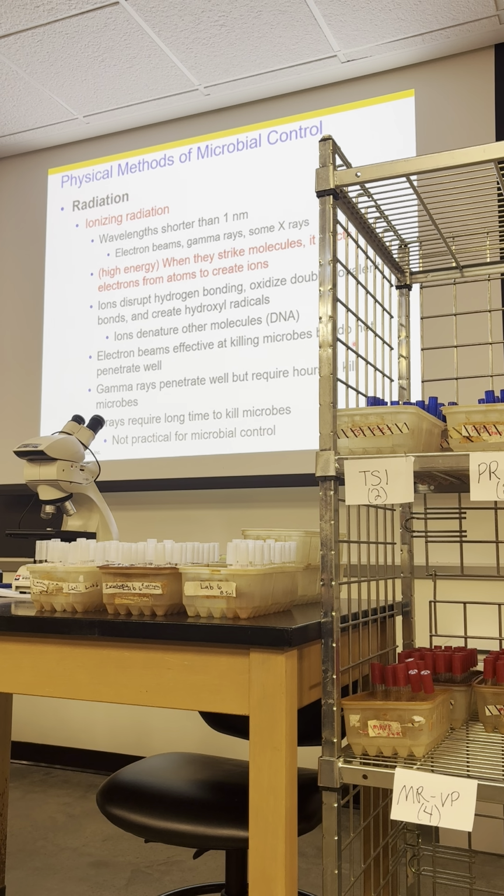Okay, the other thing is radiation. So there's ionizing versus non-ionizing. Ionizing is high energy. Basically, it knocks electrons off of stuff, creates these ions, and then these ions go on to take electrons from other stuff, and it's not good when you're taking them from DNA or other proteins. So that's how ionizing radiation can kill.